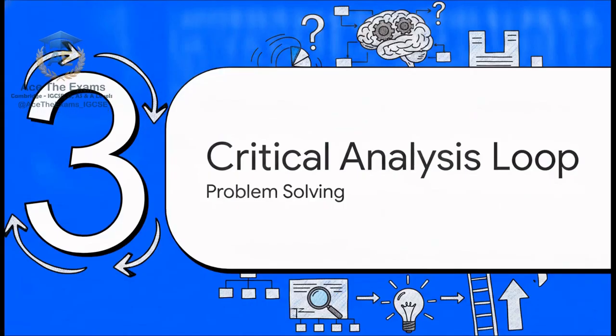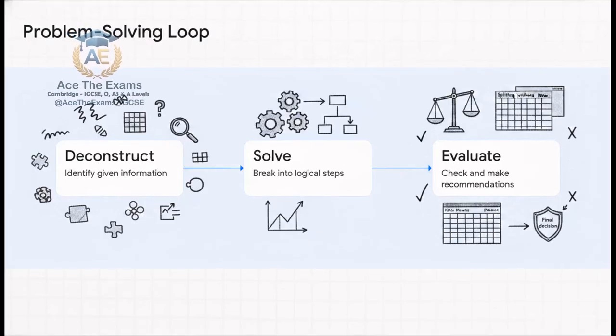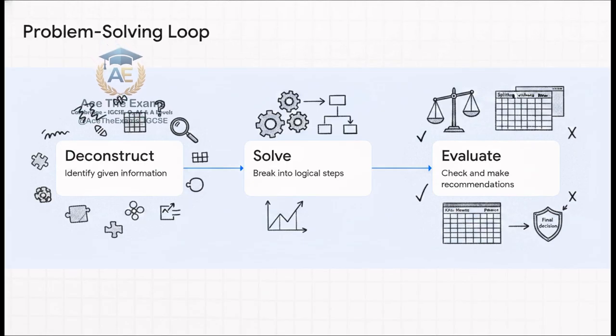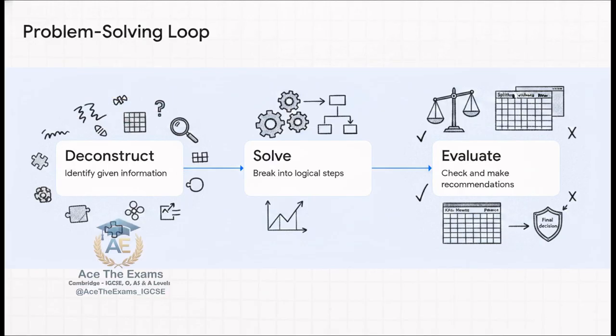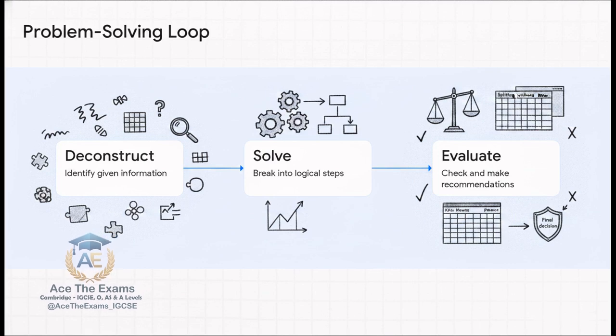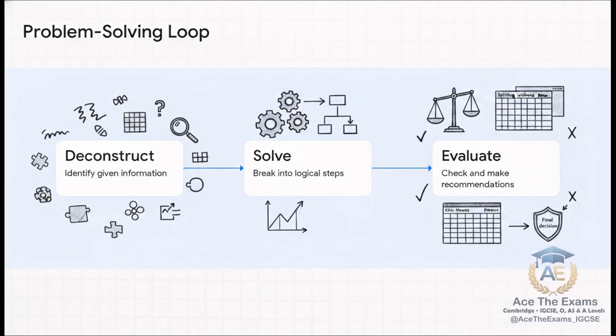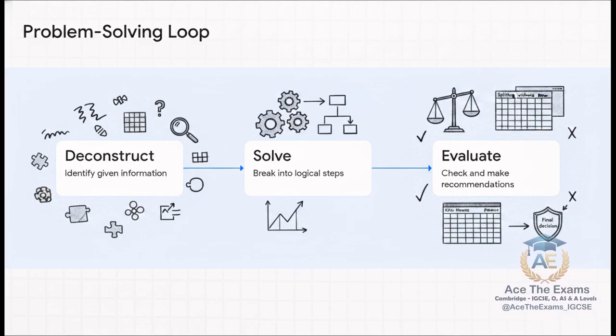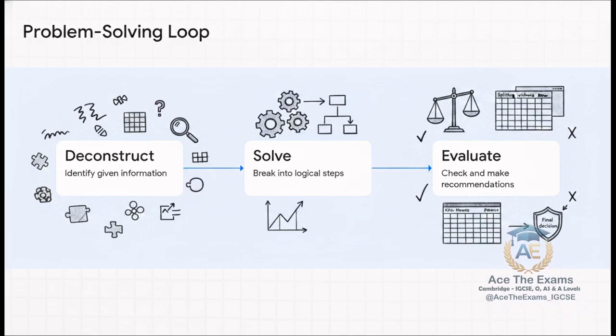Moving right along to Section 3, critical analysis and problem solving. This is where we shift our focus to those higher-order cognitive domains. This is what separates the top-scoring candidates from everybody else. Top students use this very specific loop: deconstruct, solve, and evaluate. First, you deconstruct by identifying the given info. Then, you solve systematically by breaking the problem into logical steps. But here is the real secret sauce: evaluate. You absolutely must check your solution for reasonableness and make justified recommendations. For instance, if the exam asks you to evaluate alternative approaches to viewing a massive dataset, you've got to question assumptions, compare different methods like splitting windows versus freezing panes, and then justify your final decision with hard evidence straight from the scenario.